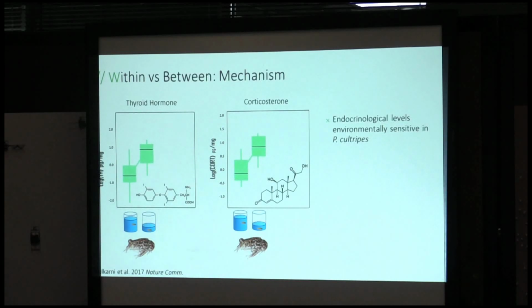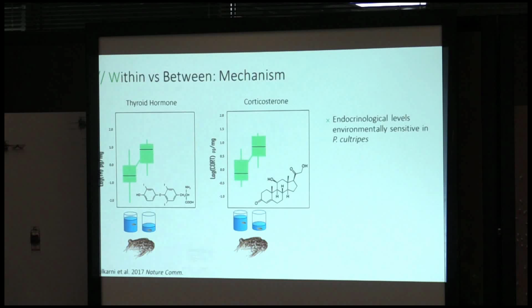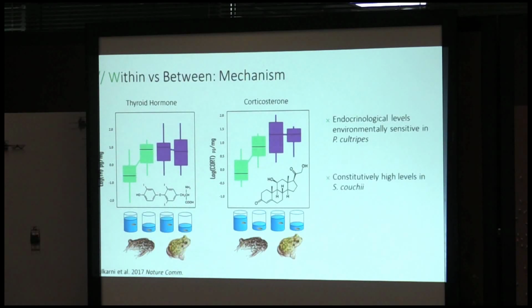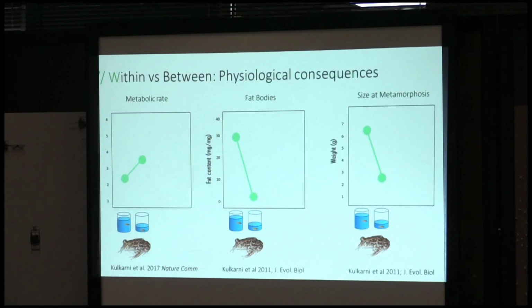For example, we know a lot about the hormones that are governing this plasticity. Two key hormones here are thyroid hormone and corticosterone. In response to the simulated pond drying, we see an increase in the endogenous levels of both of these. And when we look at Scaphiopus, again, we see this canalized, high level of these hormones.